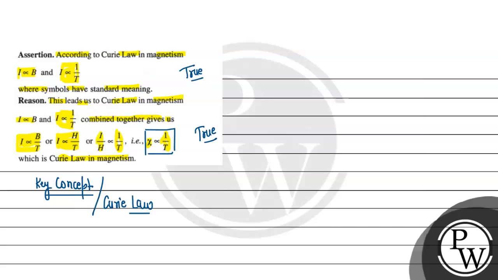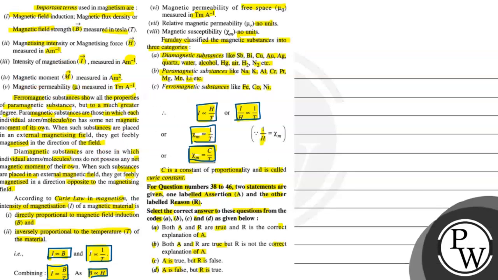According to the passage, the assertion is true and the reason is also true. And here the reason is not explaining the assertion, right? Reason is just showing the next part of the Curie's law. So we can go with the option: both assertion and reason are true, but reason is not the correct explanation of A.